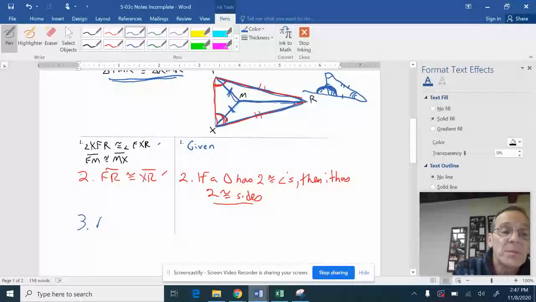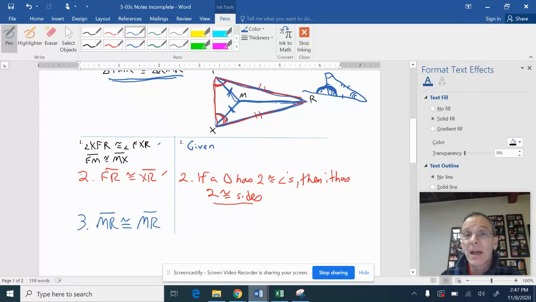Okay? And so here's what I'm going to say. I'm going to say segment MR is congruent to segment MR. I did not make a mistake there. I named the same segment twice. I'm basically saying that a segment is congruent to itself. Okay? And here's how I'm going to mark it.